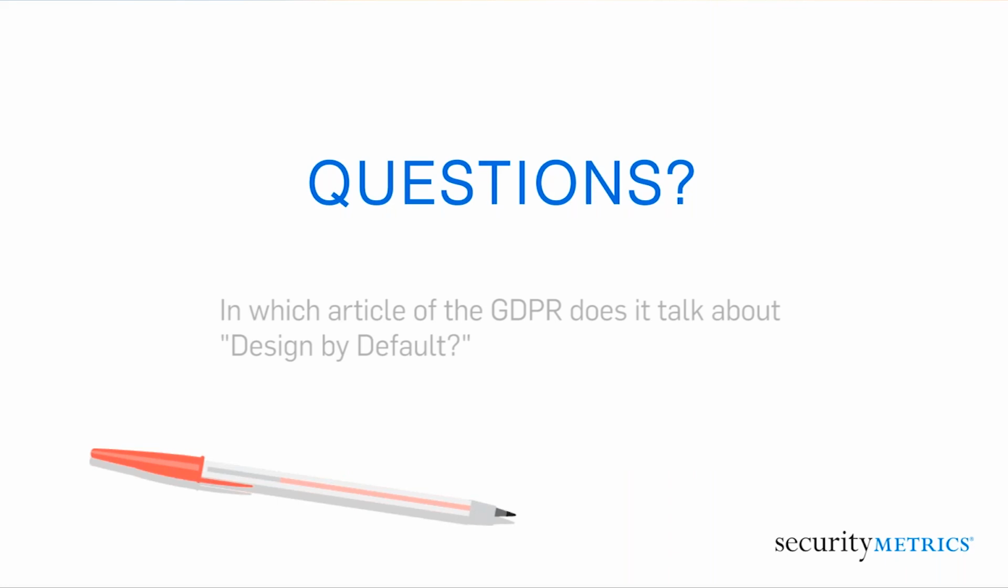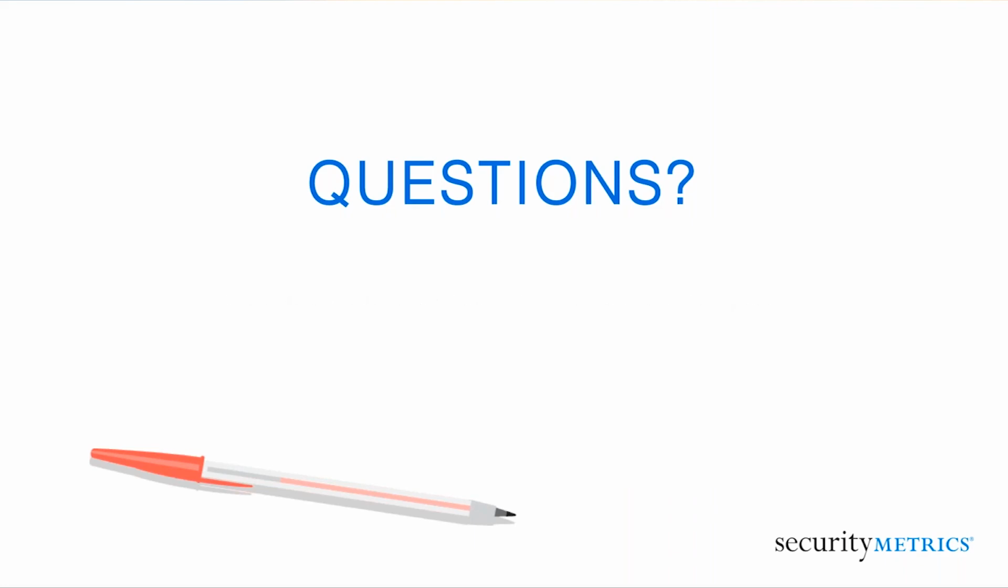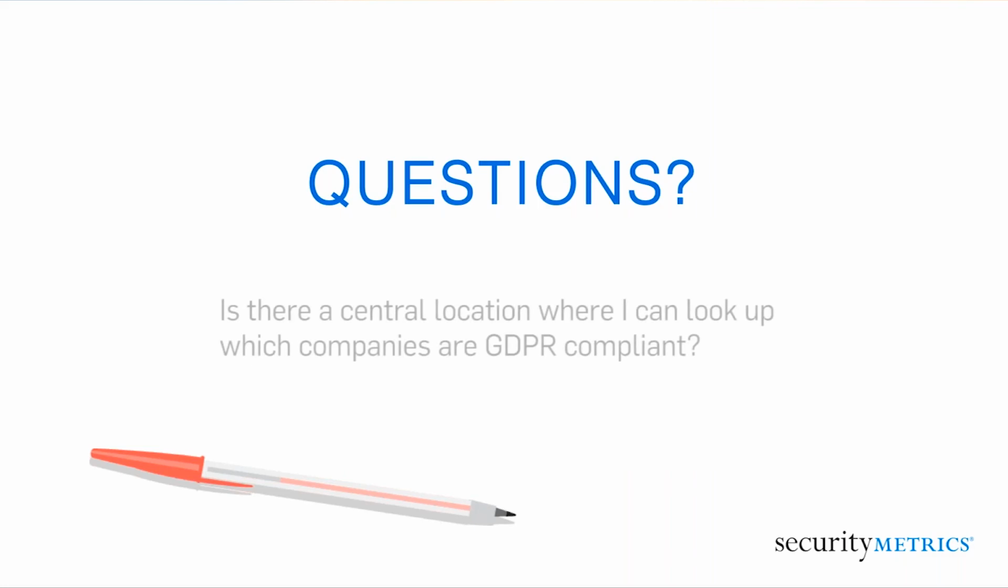So it does talk about that a little bit, but you'll find that it doesn't explain what that really means, and you kind of just have to divine and know what that means. And I think we, as Security Metrics, we know what that means. We have a good idea of how to design something securely and by default. So we can definitely help you with that. But Article 25.